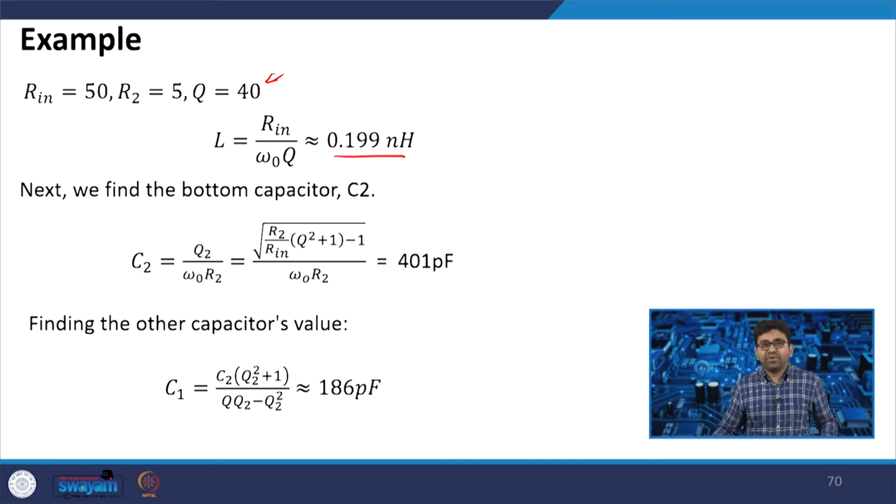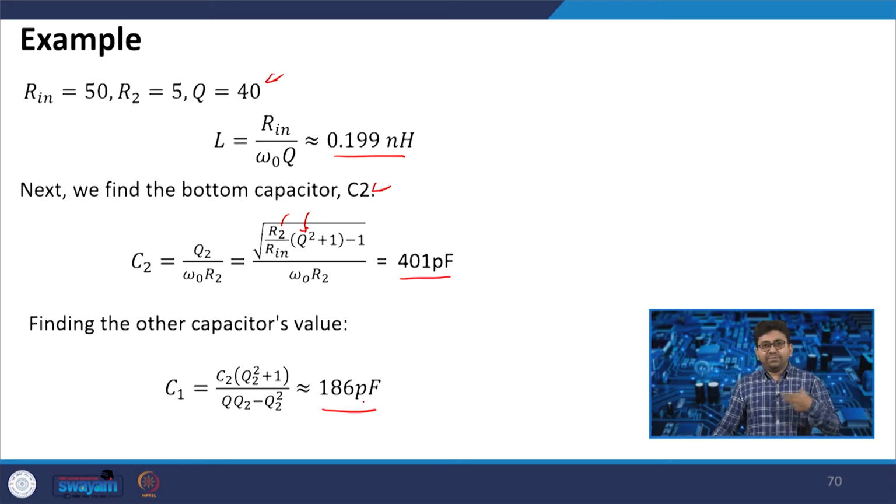Next, we find the bottom capacitor C2. So, we know the Q, we know R2, R in, omega naught and R2. So, we can get the final value of the capacitor, that is 401 picofarad. Now, we can find the other capacitor's value also, that is 186 picofarad.